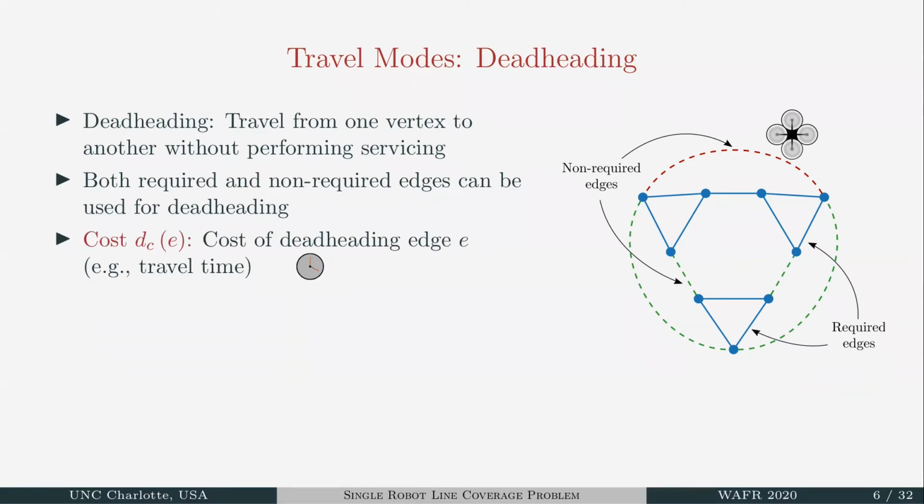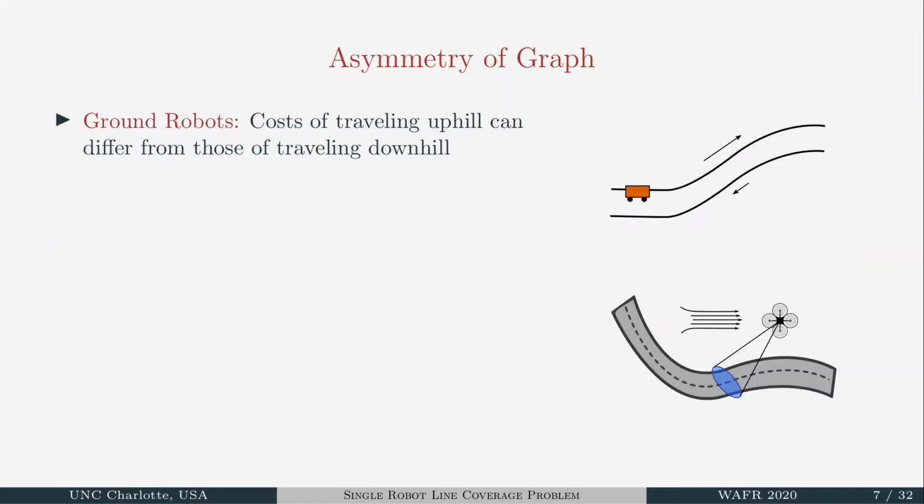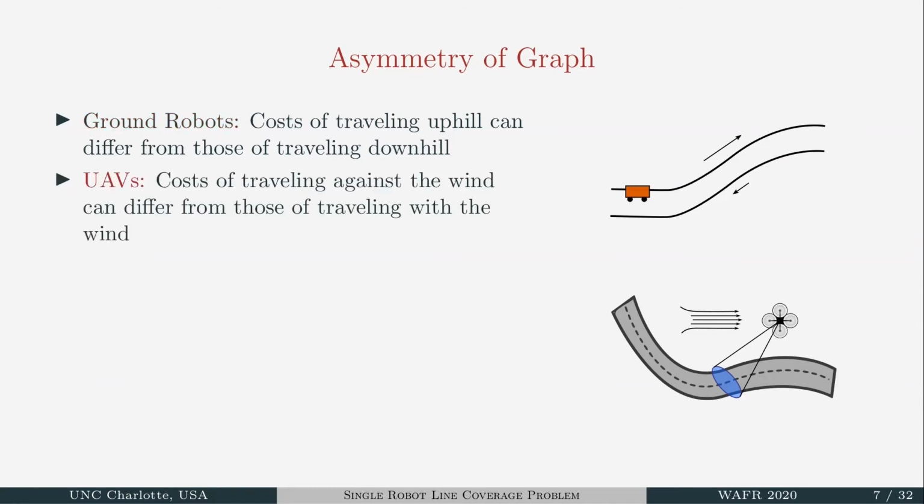There is a cost associated with deadheading, and since task-specific actions are not performed during deadheading, the service cost is usually more expensive than the deadheading cost. An edge can be deadheaded several times. For a ground robot, the cost of traveling uphill can be different from the cost of traveling downhill. Similarly, for a UAV, the cost of traveling against the wind can differ from that of traveling with the wind. Hence, we consider the cost to be asymmetric, and both the servicing and the deadheading cost can be different in the two directions of travel for the edges.